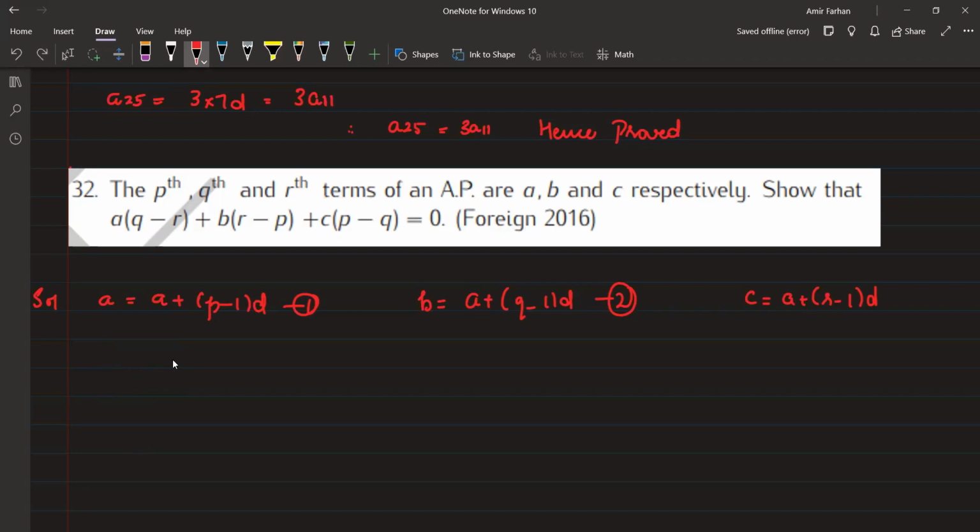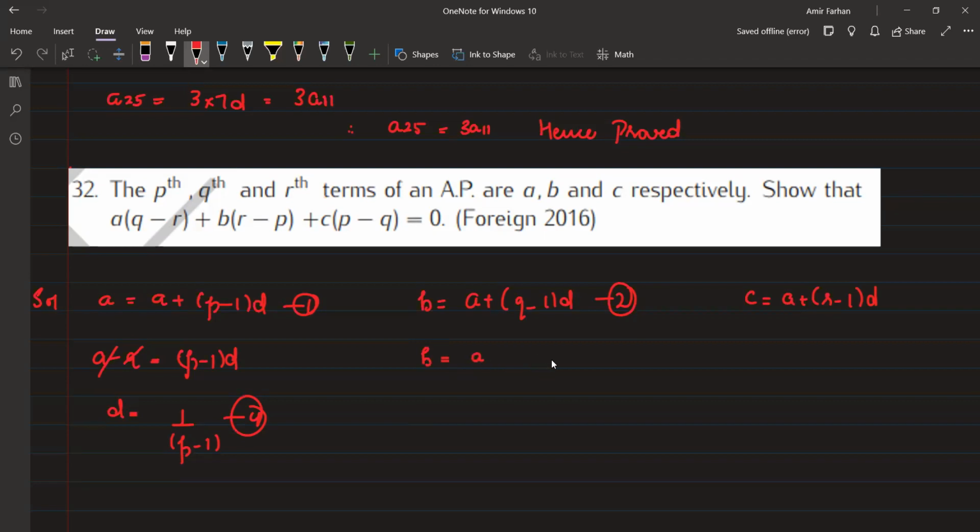So a minus a is equal to (p minus 1) into d, so this will cancel. Here d is multiplication, so d can be written as 1 by p minus 1. Now you have the value of d, which is your fourth equation. Now you can put the value of d in all the equations.